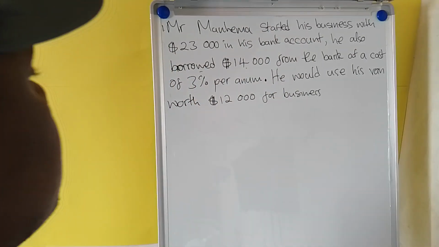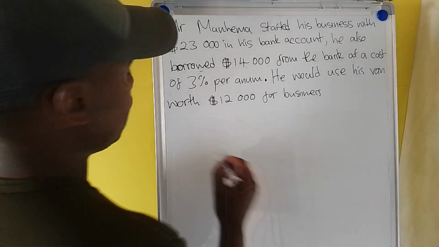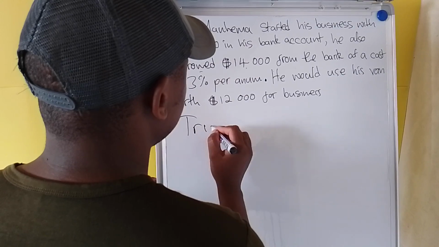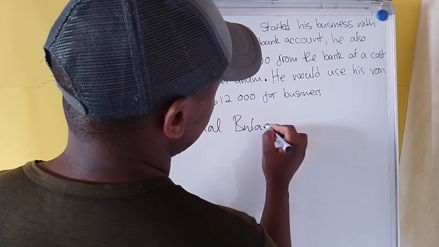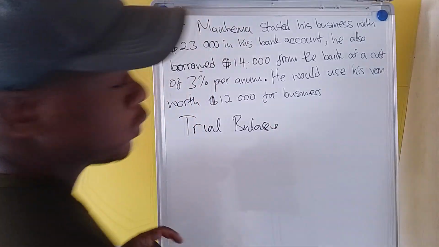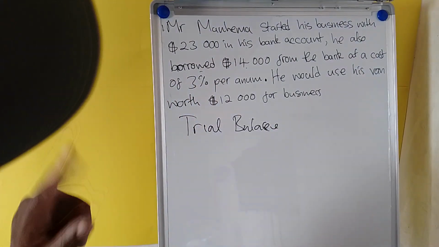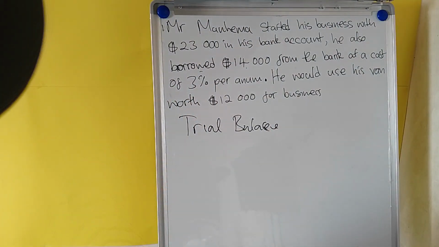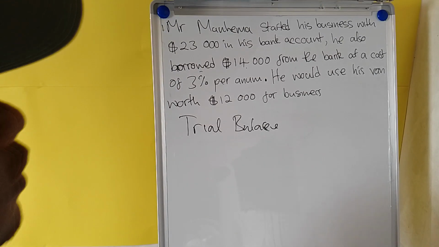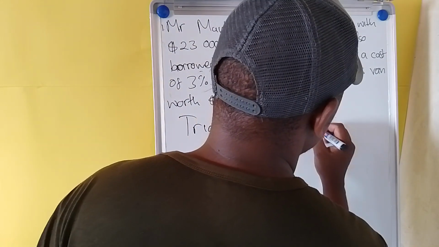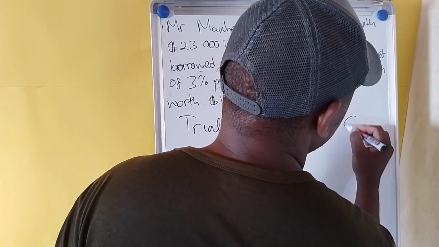Now we have got the following items: trial balance, we say this is a list of all the items on the debit or credit side. Okay, so we have debit and credit.